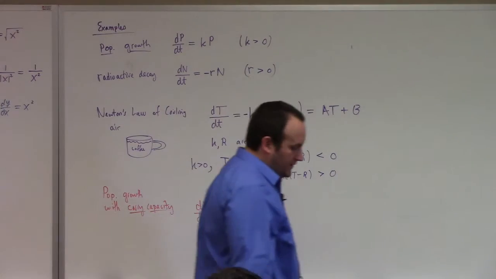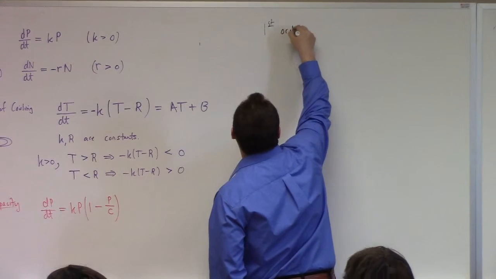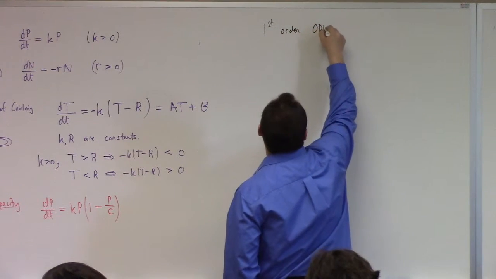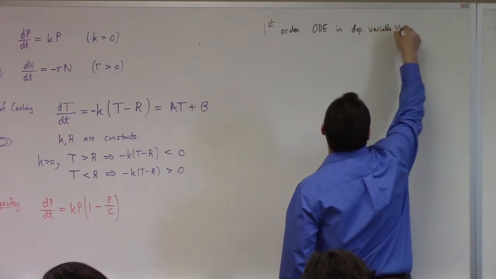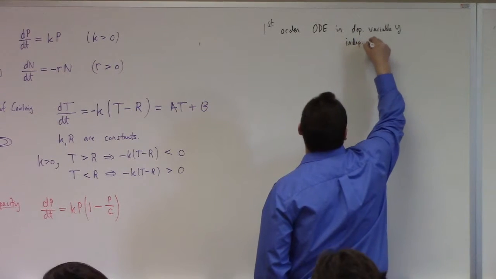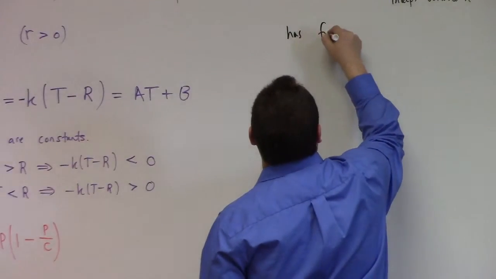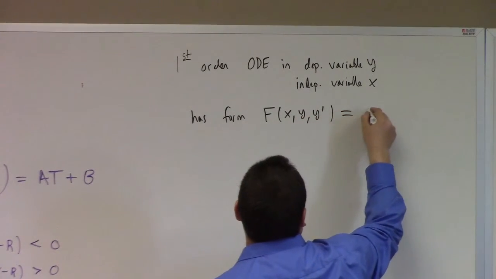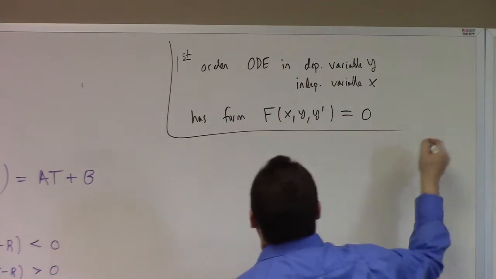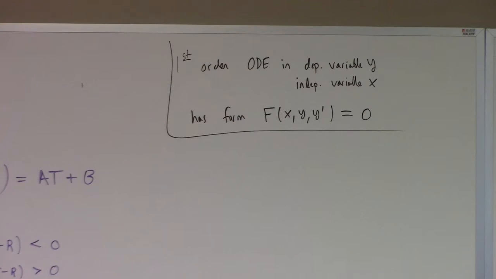How do you solve these? And just a little bit more general terminology. A first order ODE in dependent variable y and independent variable x has the form, this is going to be pretty vague, F(x, y, y prime) equals 0. So the reason it's an ODE, O is for ordinary, DE is for differential equation. It's an ordinary differential equation because there's just one independent variable.